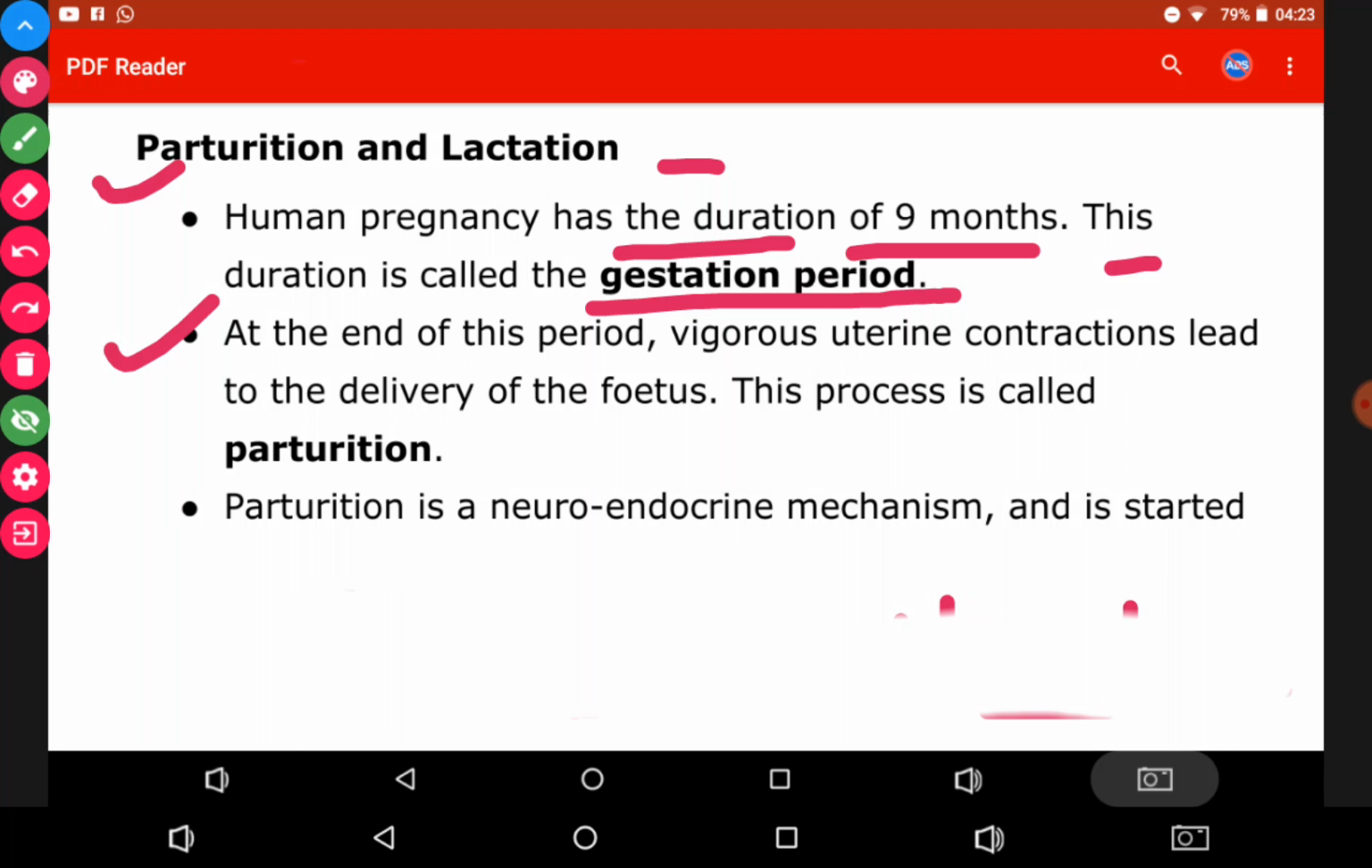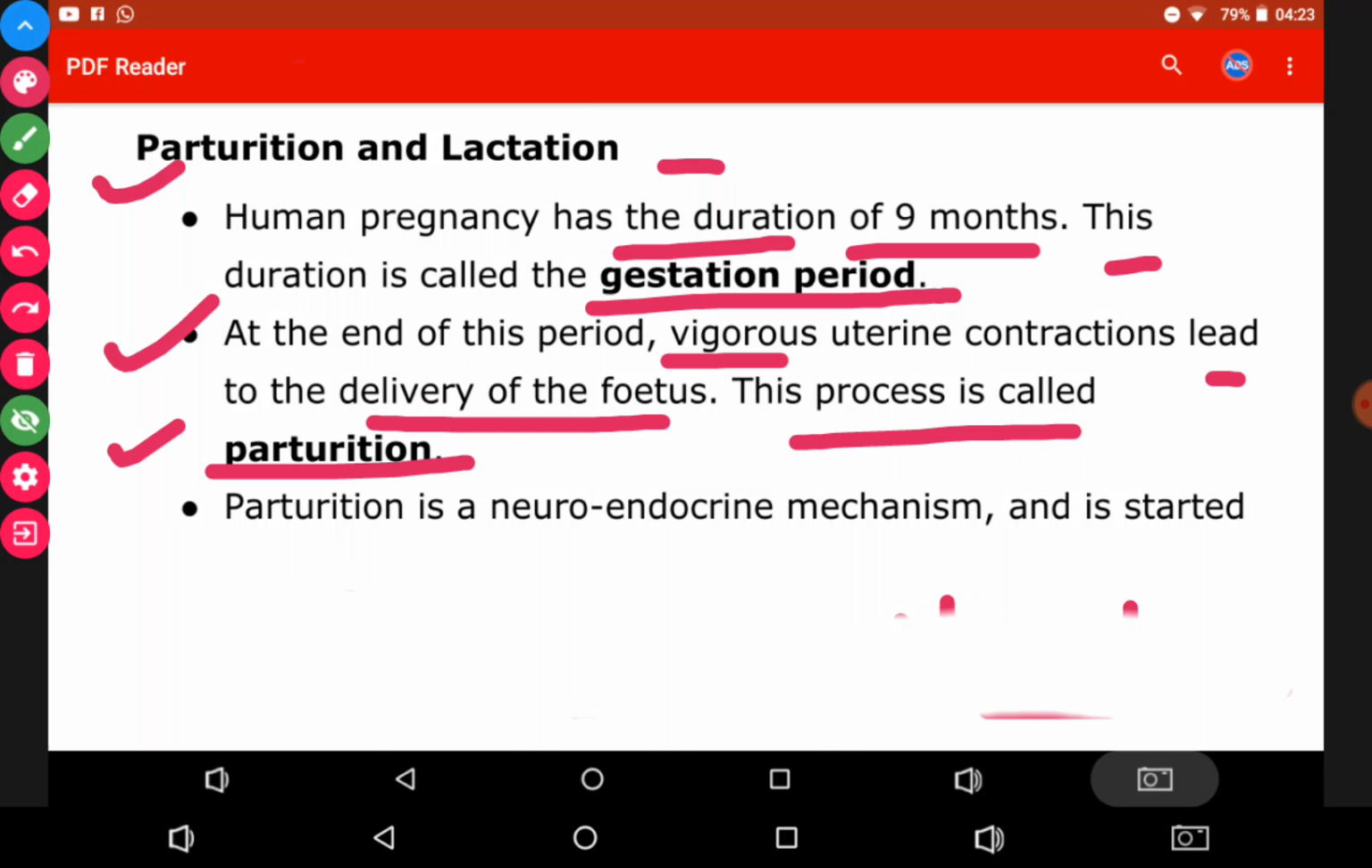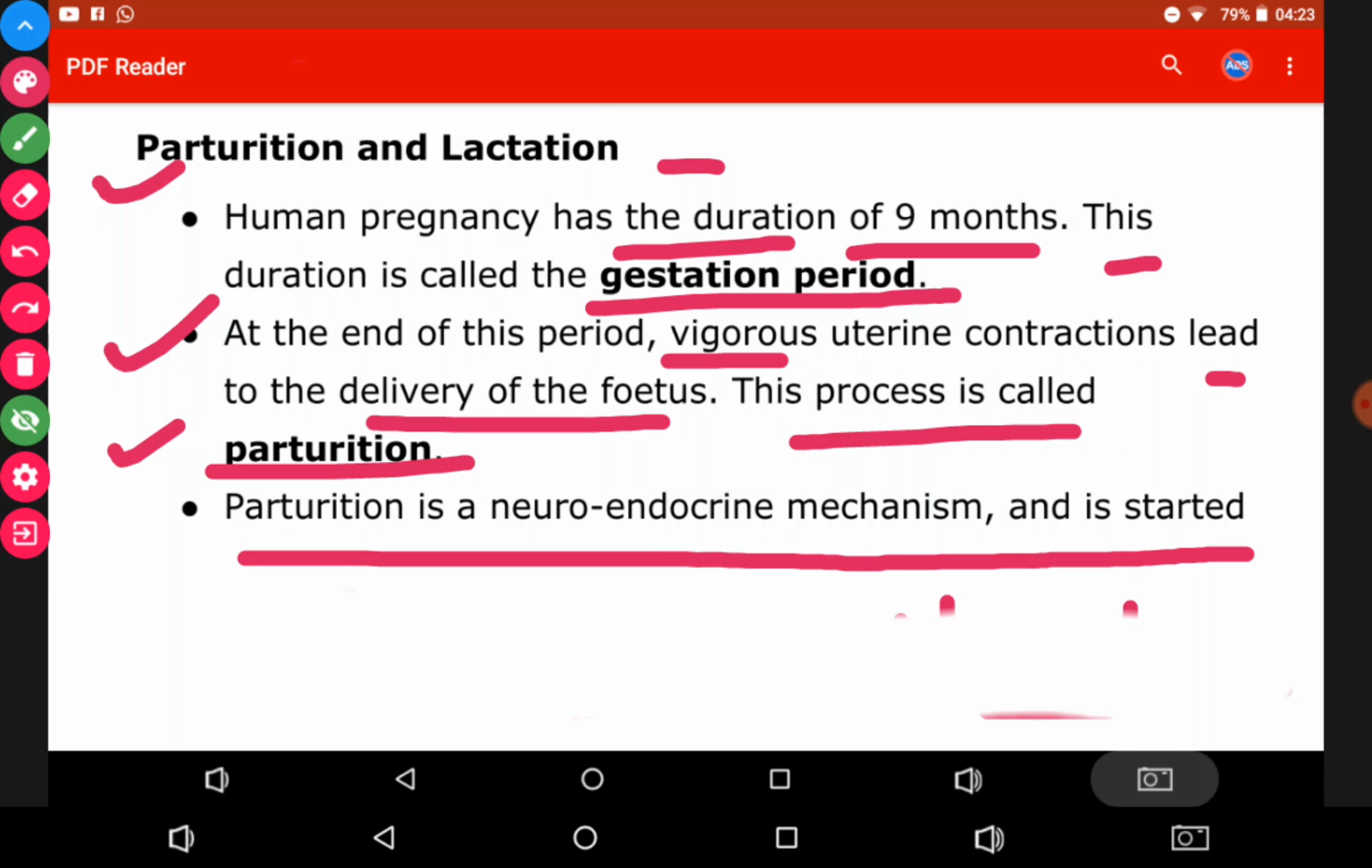So after this come parturition and lactation. Human pregnancy has a duration of 9 months, approximately 32 weeks. This duration is called the gestation period. Okay, this internal development period is called the gestation period. At the end of this period, vigorous uterine contraction leads to the delivery of the fetus. This process is called parturition.